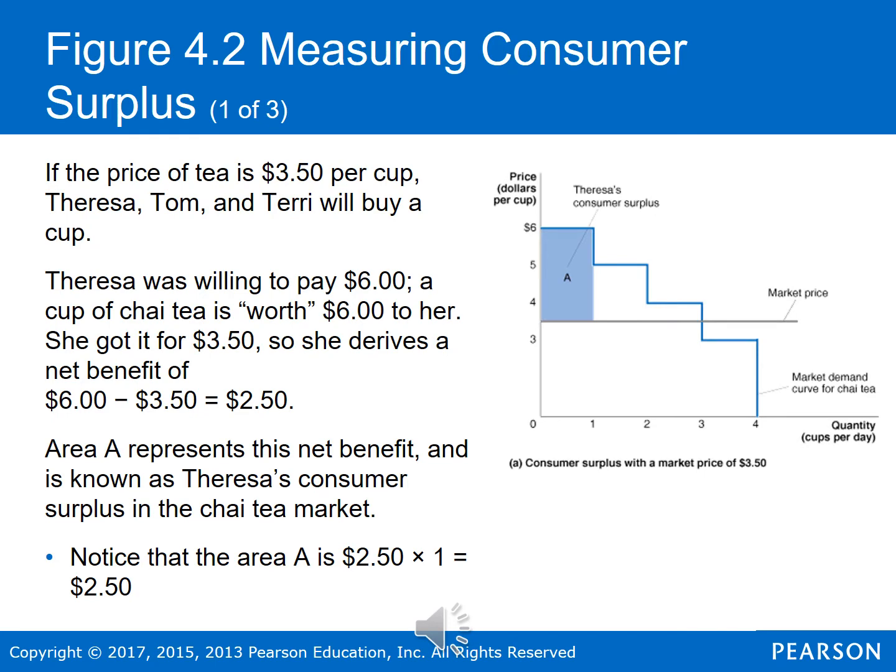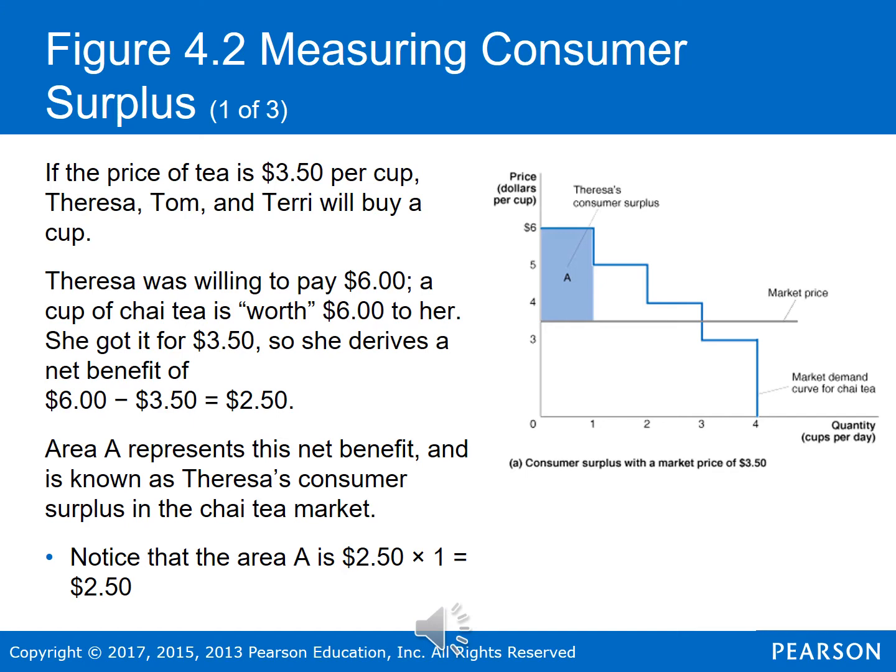So let's suppose in this market that the price of tea is $3.50 per cup. Now, if this is the case, then any consumer in this market that values that cup of tea for more than $3.50 is going to be buying a cup of tea. So in this case, Teresa, Tom, and Terry will all buy a cup. Now let's look at Teresa specifically. Teresa was willing to pay $6 for a cup of tea. So that cup of tea is worth $6 to her. But she only had to pay $3.50 for this cup of tea.